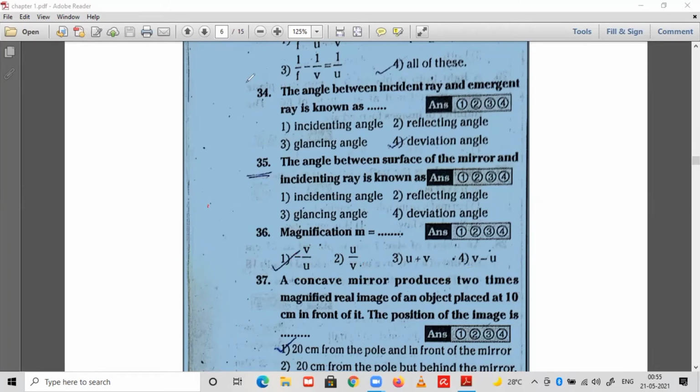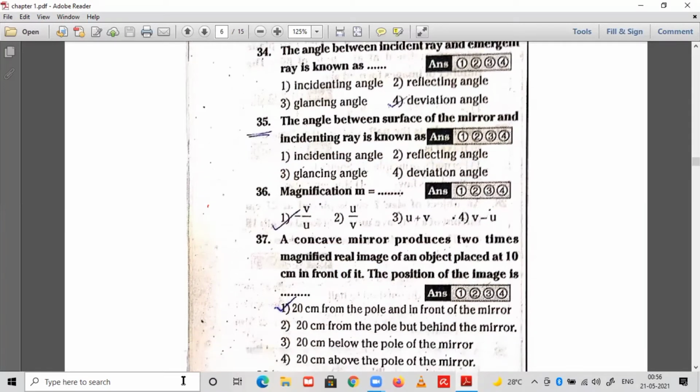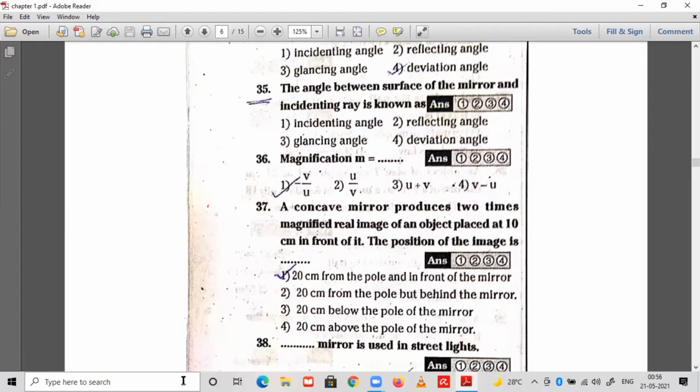Next, question 37. A concave mirror produces 2 times the magnification of a real image of an object placed at 10 centimeters in front of it.